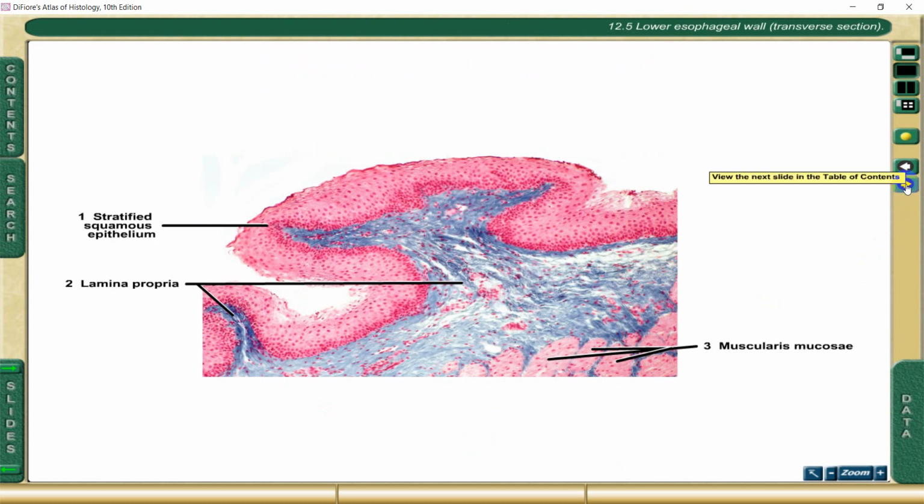This slide, a cross section from the esophagus, shows the epithelia, lamina propria, and muscularis mucosa. The muscularis mucosa in the esophagus is just one layer of smooth muscle fiber.